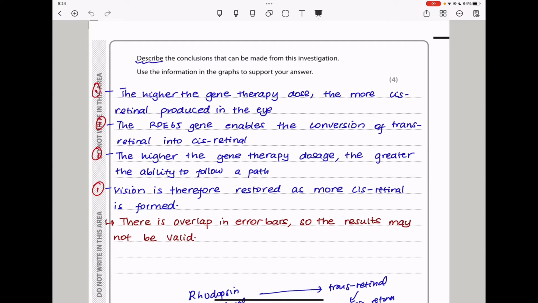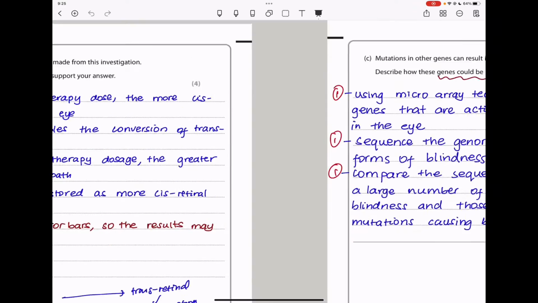When we look at the data sets given, there were error bars. However, some of them did overlap. So based on the error bars, we could say that data may not be that dependable or may not be that valid due to the overlaps observed in the error bars. So let's continue to the next page.